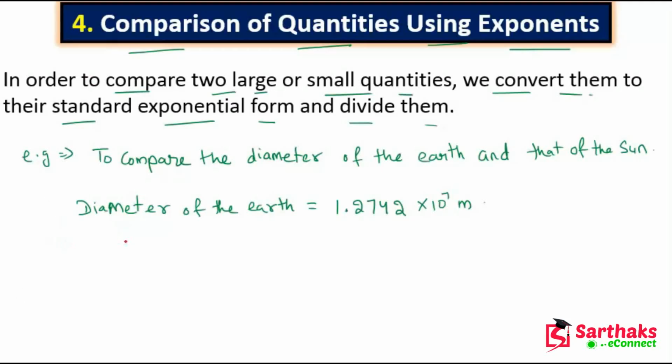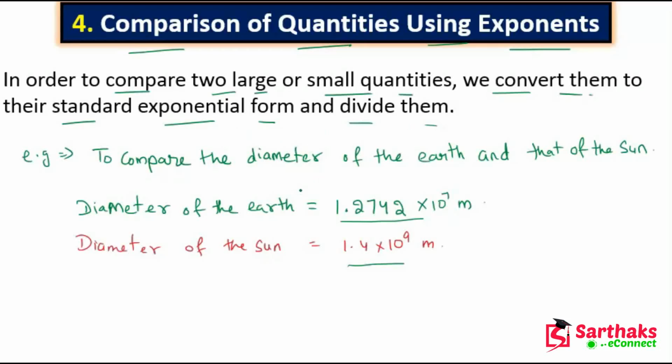Now the diameter of the sun is 1.4 into 10 raised to power 9 meter. According to this statement, in order to compare large or small quantities, and these quantities are very large, first of all we have to convert them into the standard form. These are already in standard form. After that, we have to divide them.